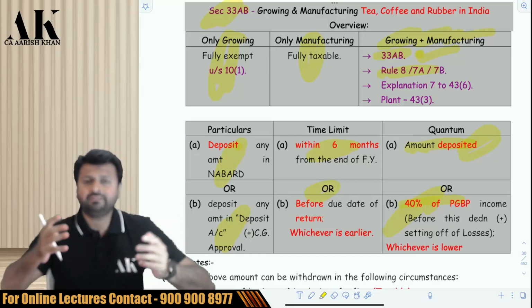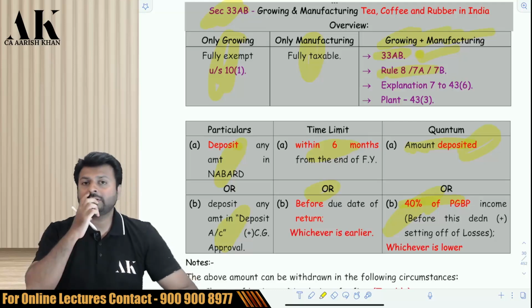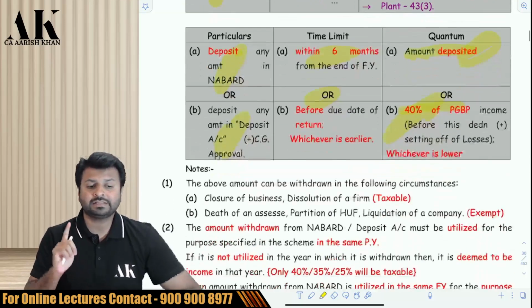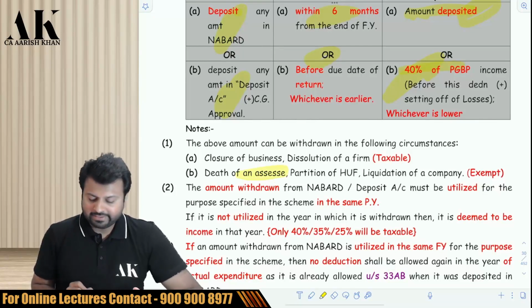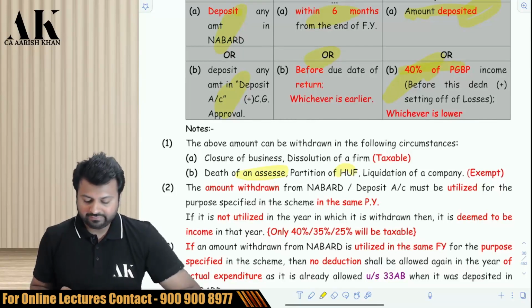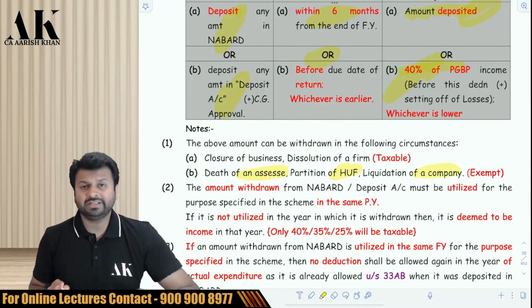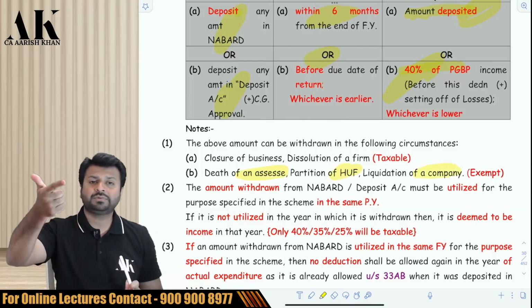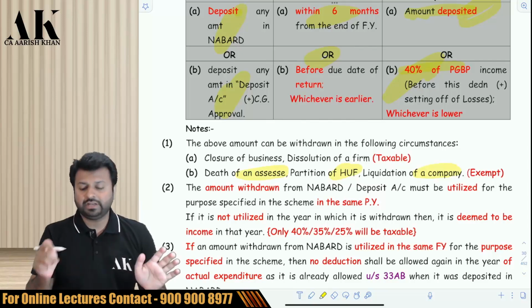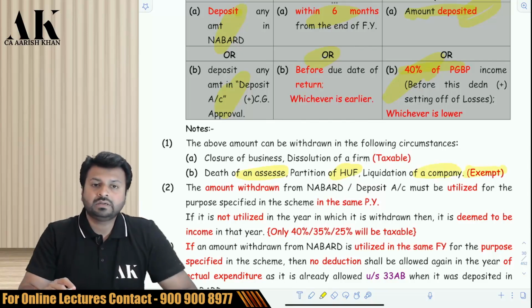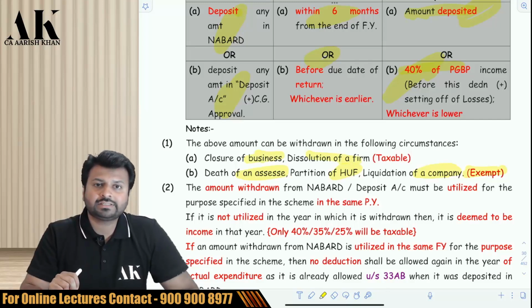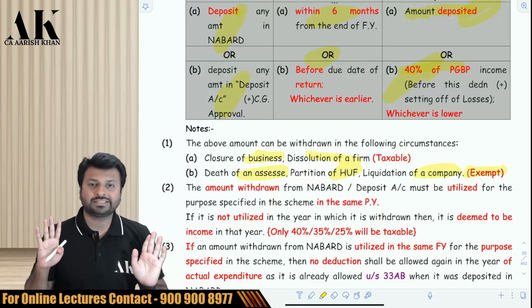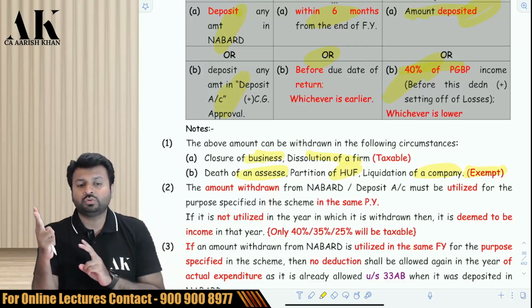The first thing, can I withdraw that amount? Yes. If you withdraw, that amount will be taxable. But in some cases, it is not taxable. Let me tell you. If the assessee is dead, if there is a partition of HUF, or if the company is in liquidation, then the amount withdrawn is exempt. But if you close your business deliberately, or on dissolution of firm, it is taxable. In these two cases, it is taxable. In 3 cases, it is exempt. The amount can be withdrawn in the following circumstances. Total 5 circumstances, out of which 2 are taxable, 3 are exempt.